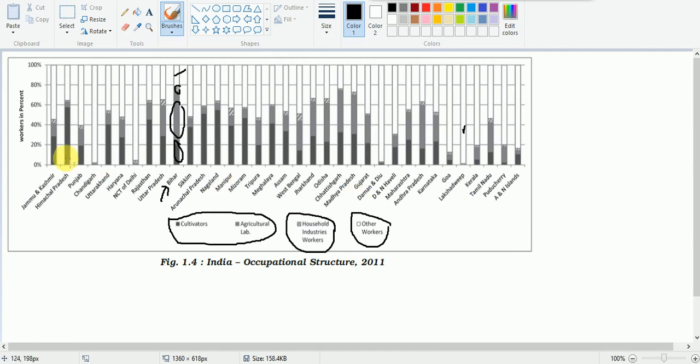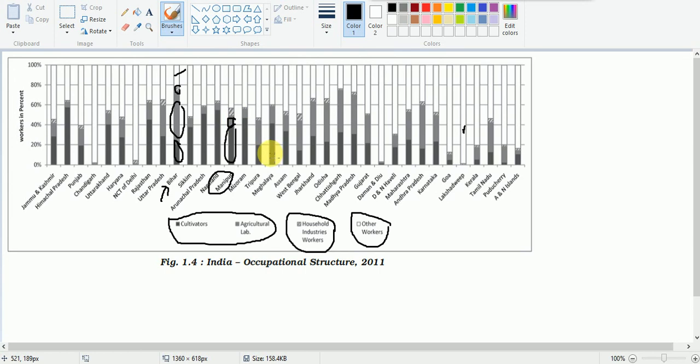Okay, in this way you may see. And for this, Manipur is here. Okay, Manipur is here. For Manipur also, a large number of people are cultivators. See here, a large number of people are cultivators, and we have a few people as agricultural laborers.